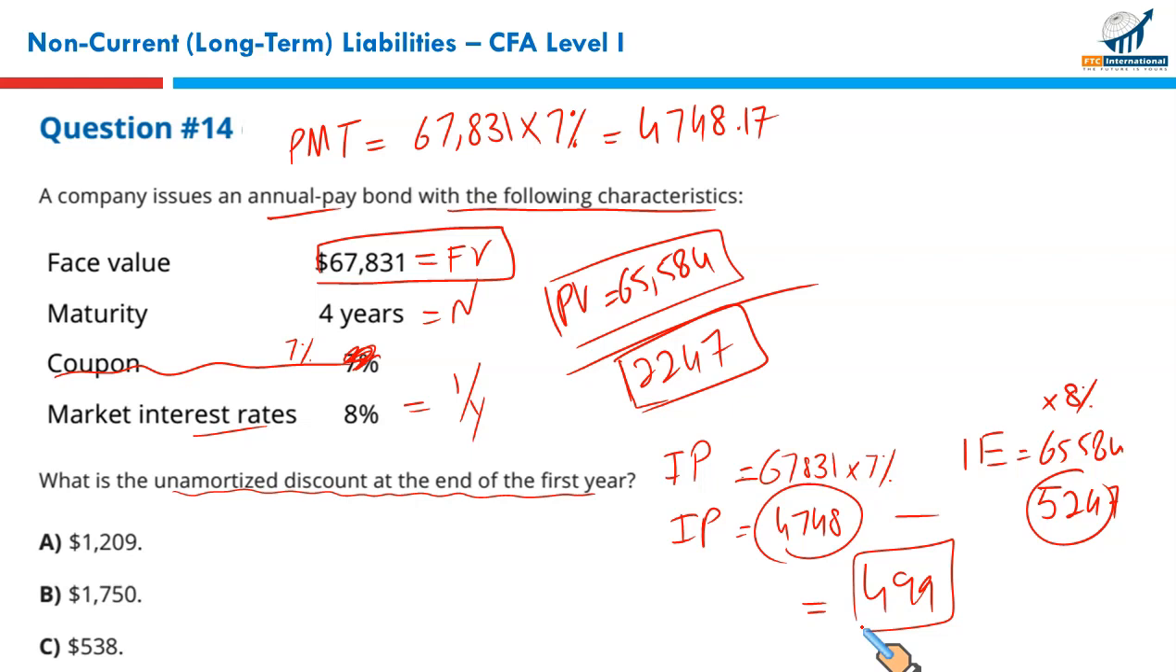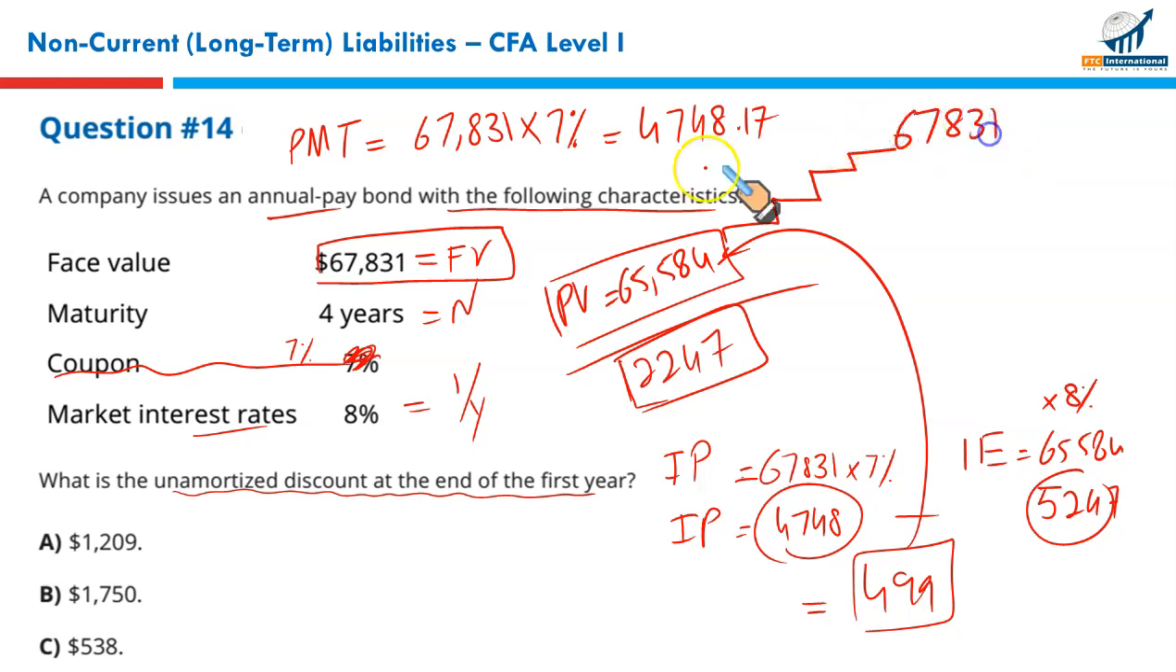What does amortize mean? It means this 499 will be added right here to 65,584. Next year, the amount will be added again to whatever the balance comes. This way, the present value will keep on going up, and by the time the bond matures, the book value will exactly be equal to the face value. Remember, this is the way discount amortization works: every year, the amortization difference is added to the present value of the bond. It keeps on going up. At maturity, your par value and your bond book value will be the same.